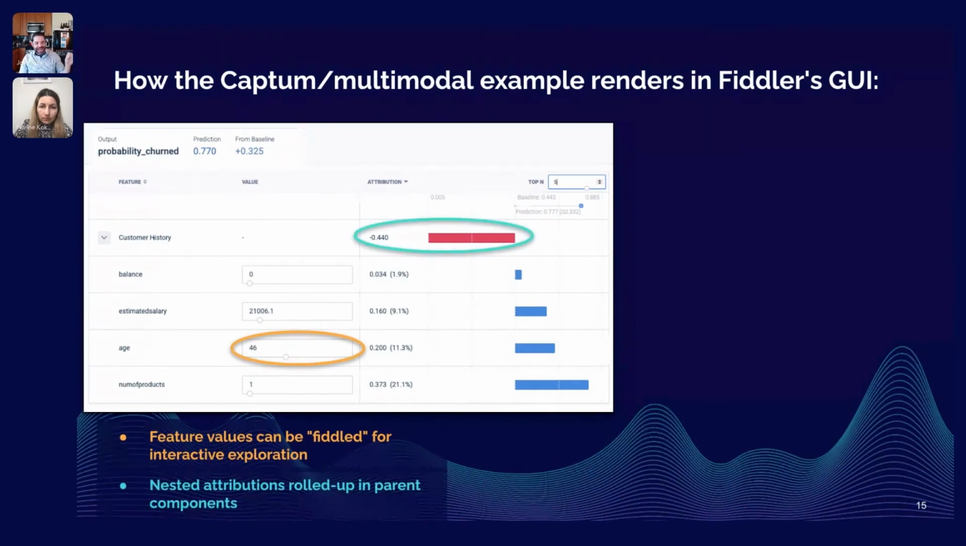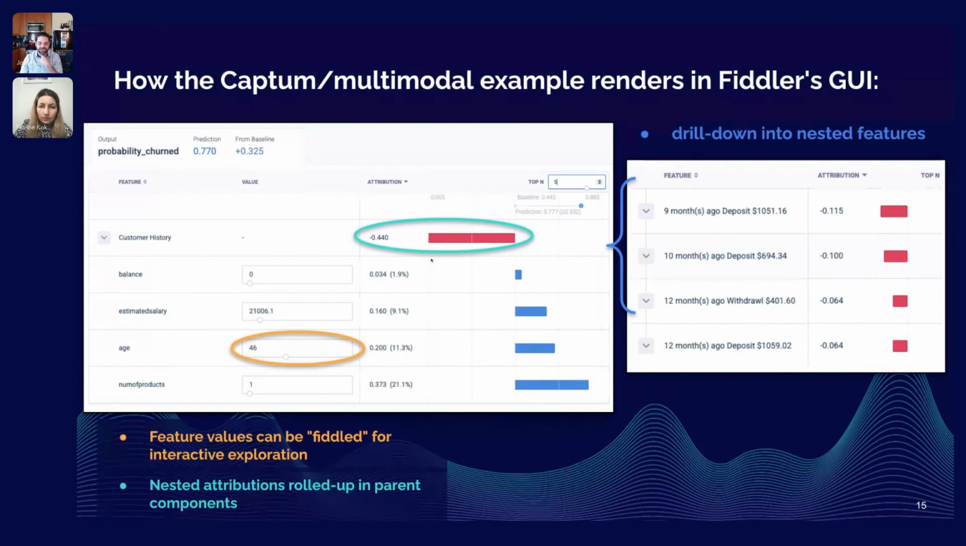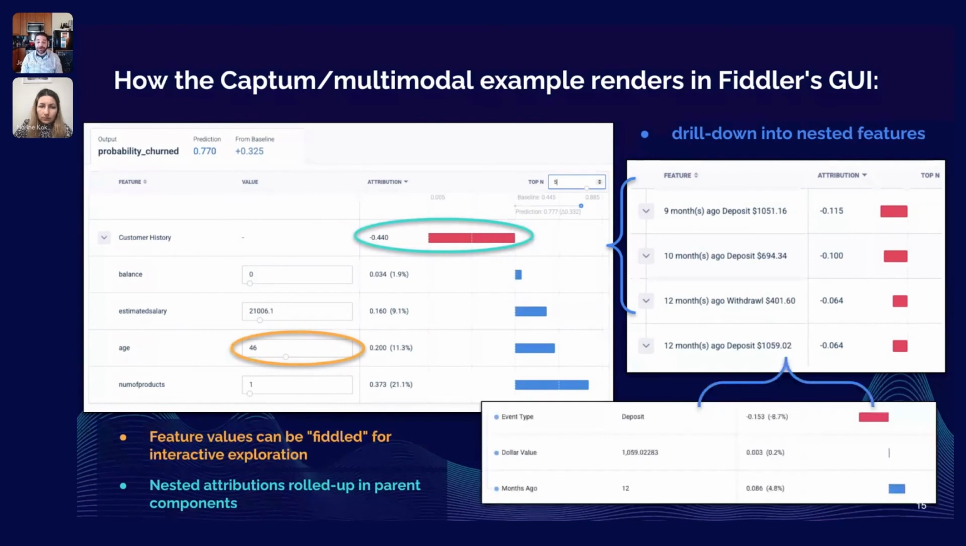You have categories of features. You can see here there's an expand arrow, and we rolled up all of the attributions from inside of that customer history. And then I can drill into these components because I've constructed my presentation of my output that way. So the customer history can be opened up, and you can see how different events in this history are contributing different attributions to the prediction that the model makes. You can even drill in further to see how the individual features of a particular event are driving the model prediction.